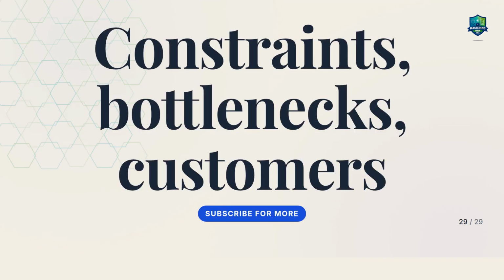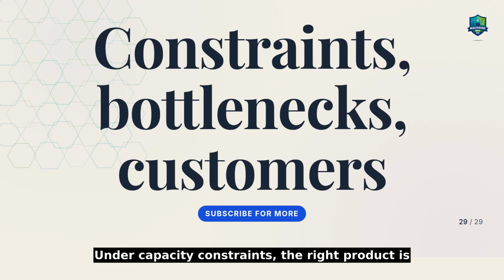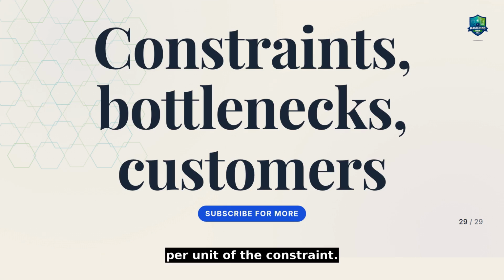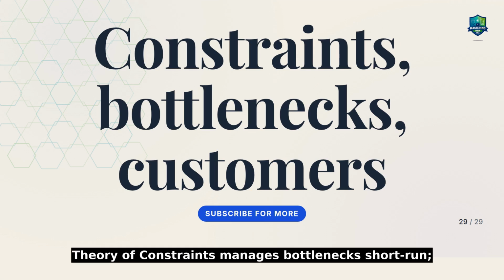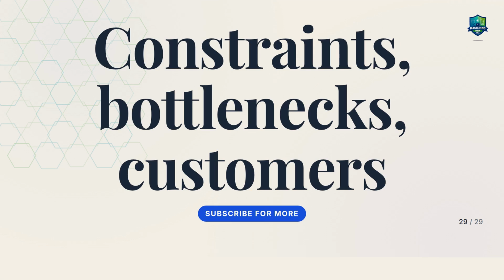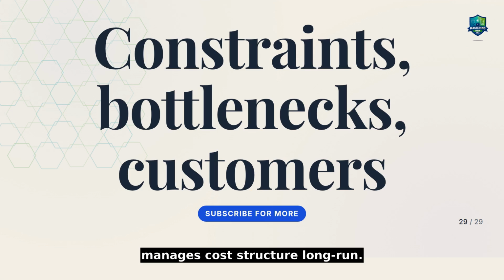To recap, under capacity constraints, the right product is the one with the highest contribution margin per unit of the constraint. Theory of constraints manages bottlenecks short run. ABC manages cost structure long run. Customer level decisions, drop, add, close, open, turn on incremental and opportunity costs. Allocated overhead is almost always a red herring. In part 4, we move to equipment, replacement decisions, and joint costs, both classic relevance traps.